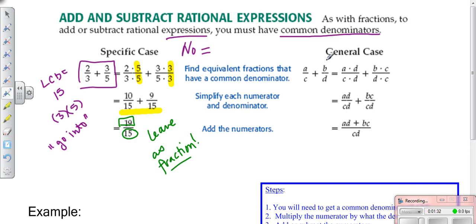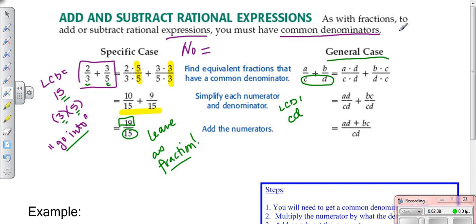So in general, those of you that kind of like the formula bit, if I have A over C plus B over D, what do C and D both go into? Well, I don't know, but I built 15 by simply taking the two denominators, times each other, so that should work. The least common denominator here, well, what does C go into? C goes into C. What does D go into? D goes into D. So if I multiply those together, both numbers go into it.